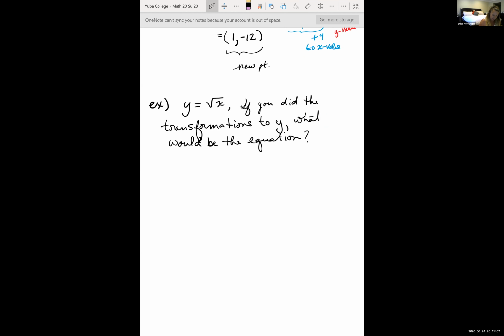So we are going to shift up 2, reflect across the x-axis, and reflect it about the y-axis.